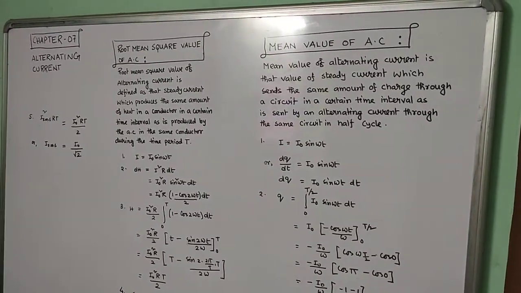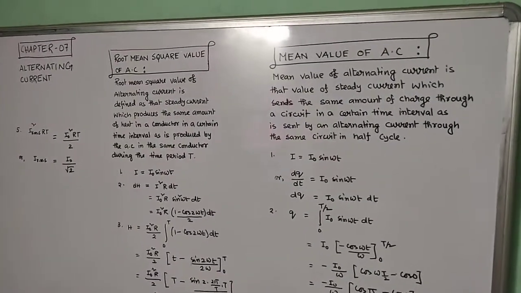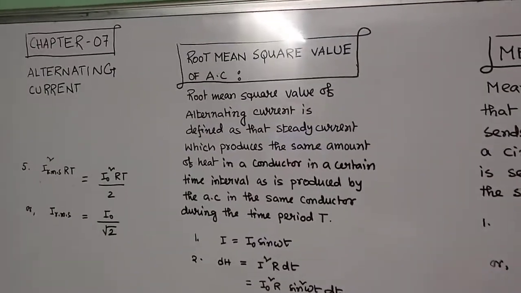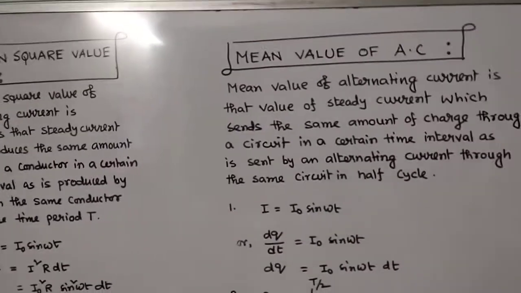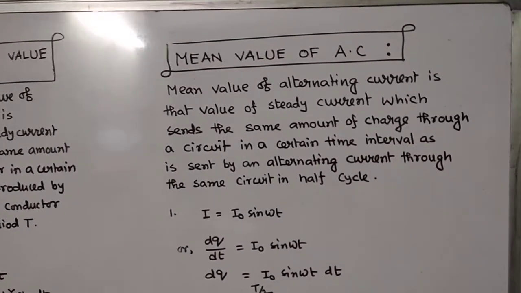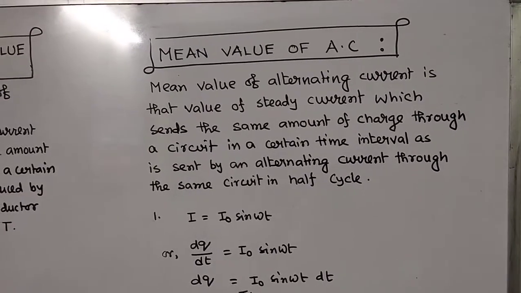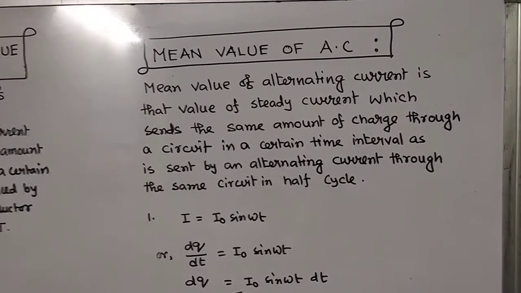Good morning, students. Today we are going to discuss two important topics from chapter 7. And chapter 7 is your alternating current. Now the first topic which we are going to discuss is the mean value of AC, or mean value of alternating current. So before going to the mathematical part, let me read out what we have written.